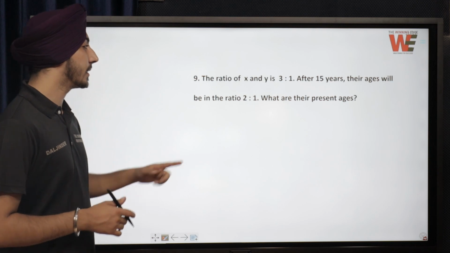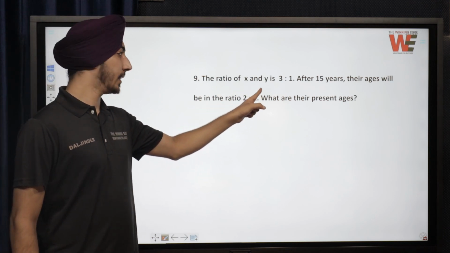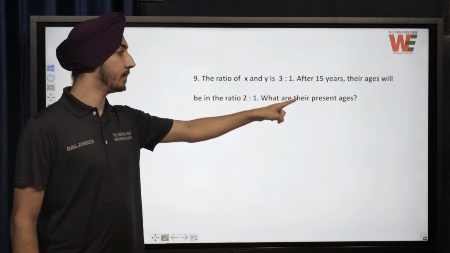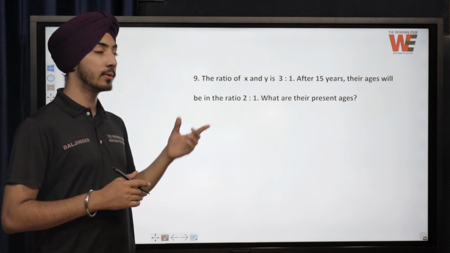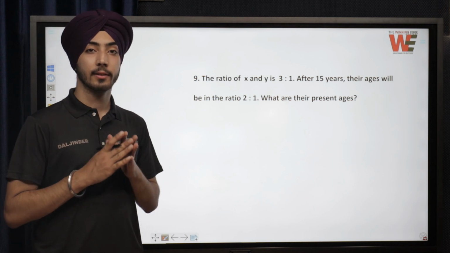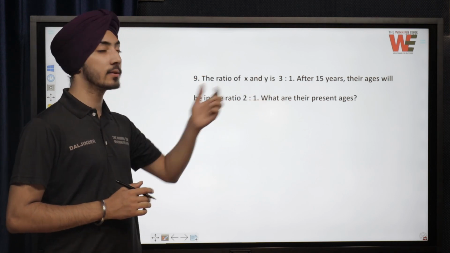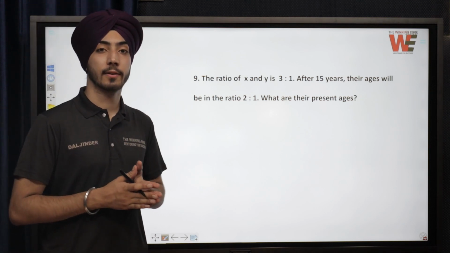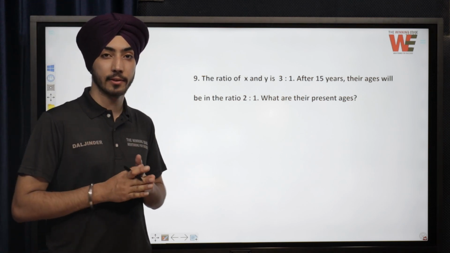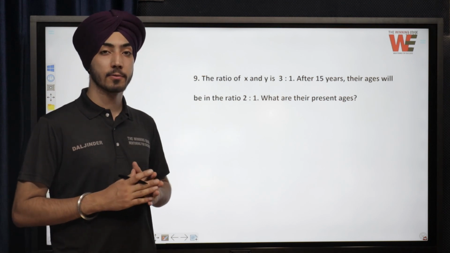Question number 9 says if the ratio of x and y is 3:1, alright. After 15 years, their ages will be in the ratio 2:1. So let's suppose x and y are two people, and when you divide their ages, you get the answer as 3/1, alright. Now after 15 years, if let's say today you are 10 years old, after 15 years you will be 25 years old, right? So the same concept, we have to solve this question.